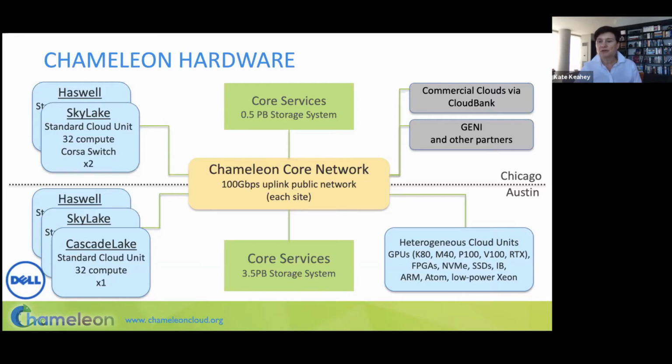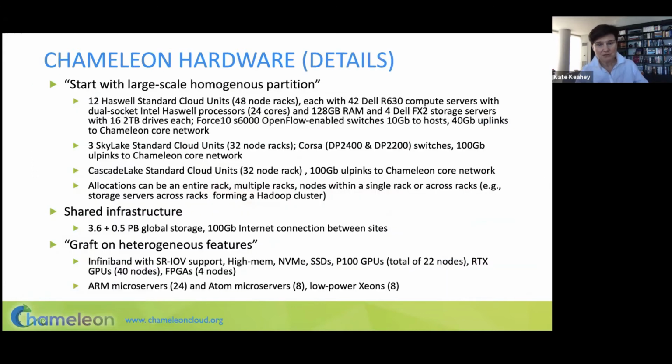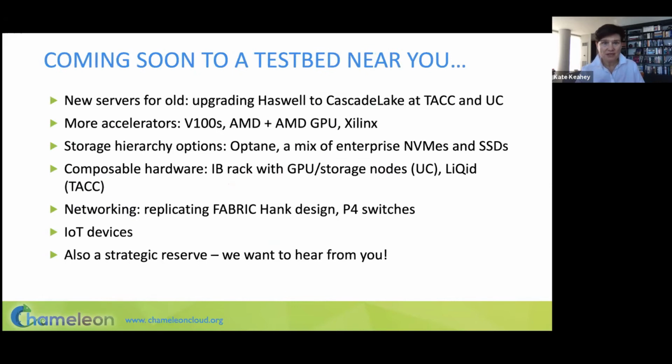We've got a collection of NVMEs and SSDs in nodes that are specifically configured to allow experimenters to experiment with different caching layers and different memory hierarchies. We've got InfiniBand, ARM Atoms, and low-power Xeons for folks who want to experiment with power management. And this is just summarizing what I essentially just said. More interesting is what's coming up with this next phase, which I said Chameleon just got extended for.